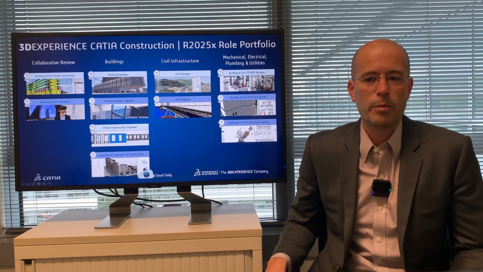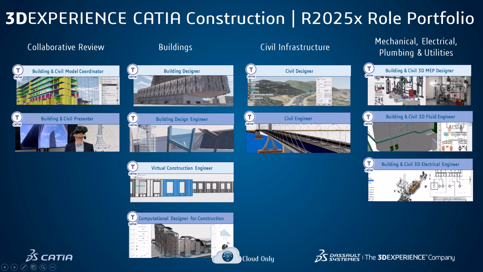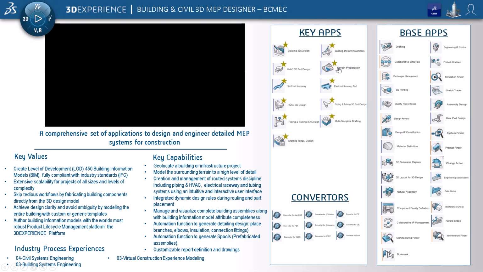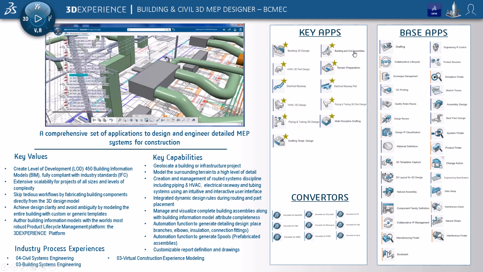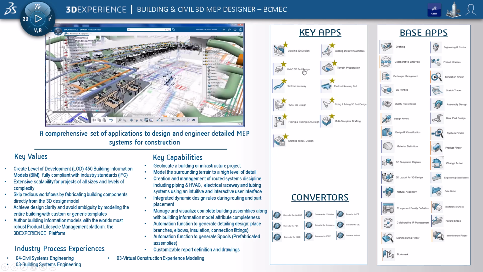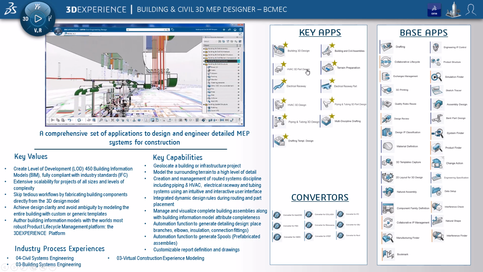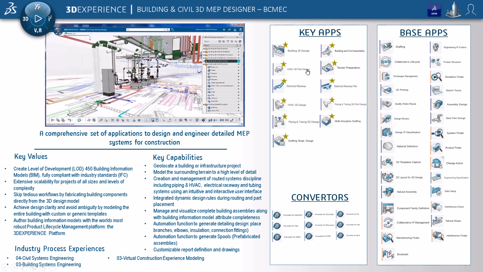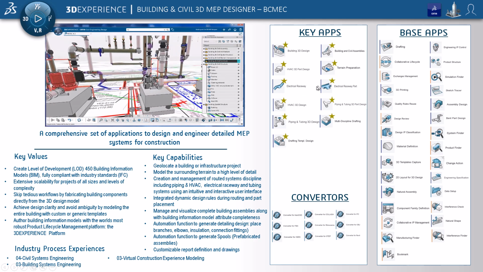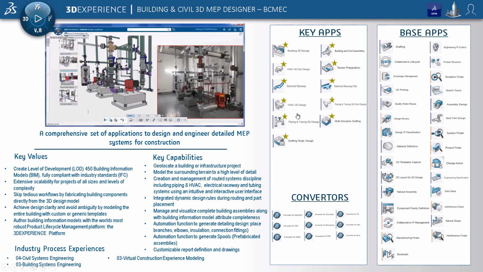If we look at the mechanical, electrical, plumbing roles, there are three dedicated to the construction industry. The building and civil 3D MEP designer. Applications inside this role include building 3D design again, building and civil assemblies, terrain preparation, of course, and then we have dedicated applications for mechanical, so HVAC, modeling HVAC equipment and routing, but from one piece of equipment to another. Electrical raceway to route raceways around a building. And then we have piping and tubing.